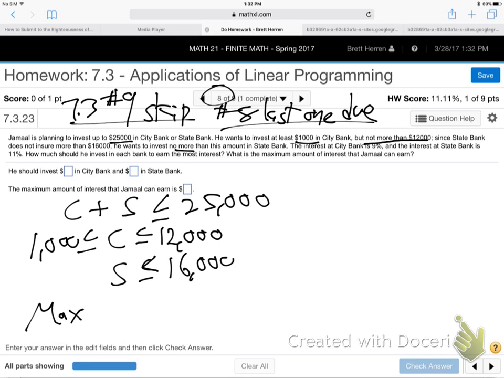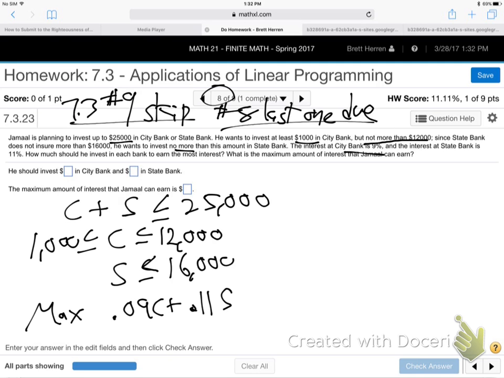There's always something you're trying to maximize or minimize, called the objective function. The objective function that we're trying to maximize here is the interest, which is Citibank at 9%, so 0.09 Citibank plus 0.11 State Bank. That's the objective function. Okay, so you good so far with changing the words to equations?